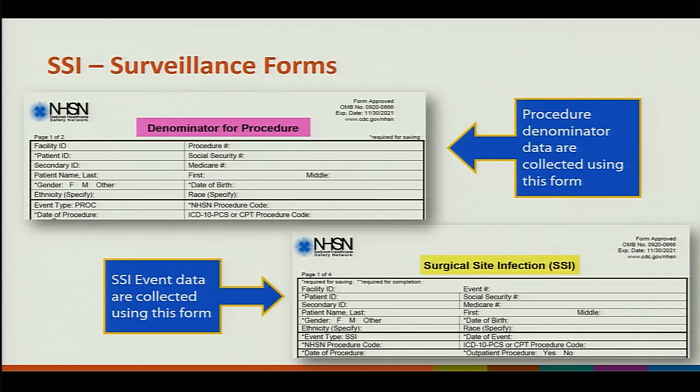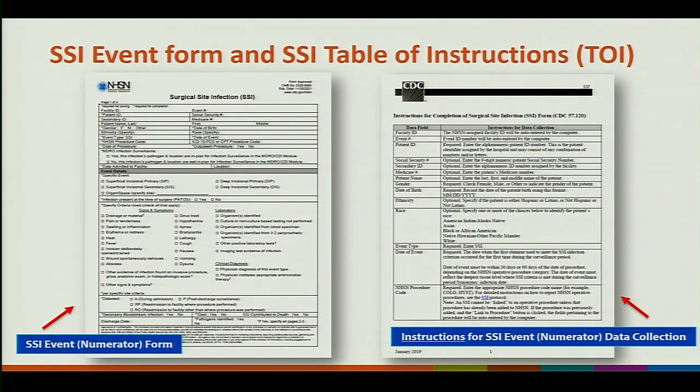We'll circle back to this picture I showed at the beginning of the presentation. Remember that you have to have all of your denominator for procedure data in the application before you can enter any SSI event data to link it to that procedure data. So the form on the bottom right-hand side is your SSI event data collection form, and this is where you collect your SSI event data. And this is, again, an example of what the form looks like.